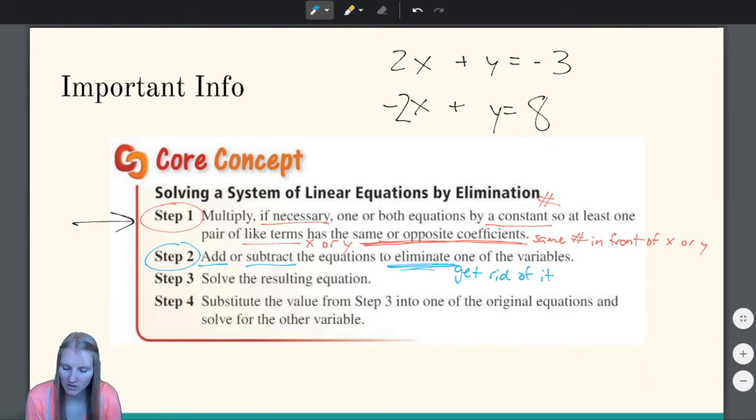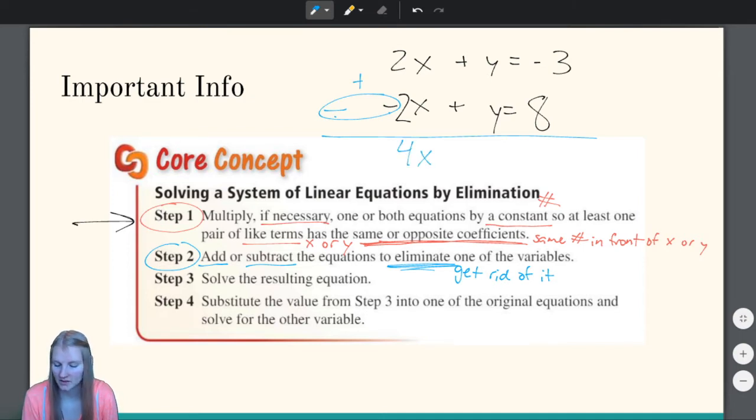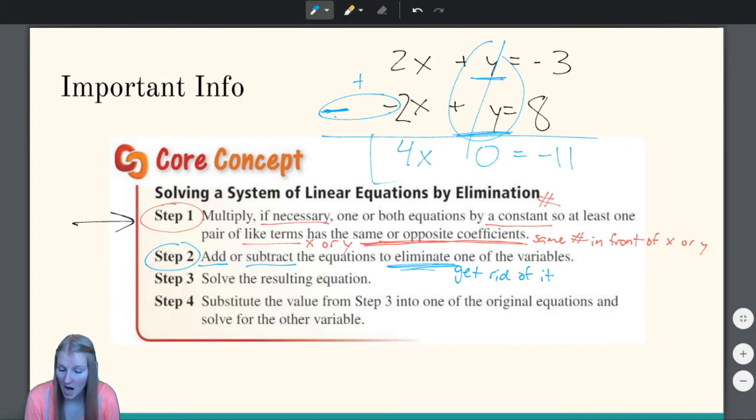What happens if we subtract these equations? Well, 2 minus negative 2, these come together and become positive, and I have 4x. y minus y is 0. They cancel because I'm subtracting. And negative 3 minus 8 is negative 11. So now I have an equation with just x in it. That's why having opposite or the same coefficients could help us.